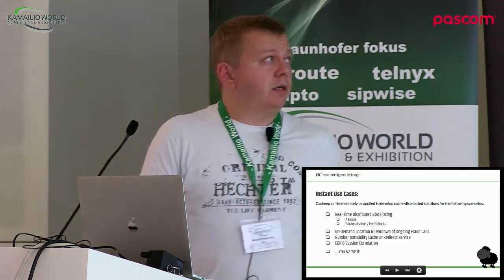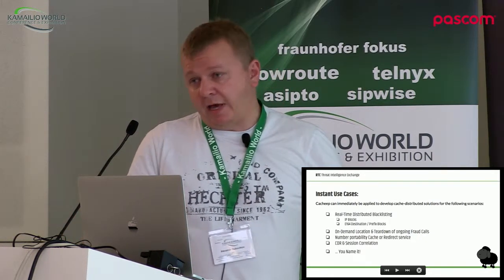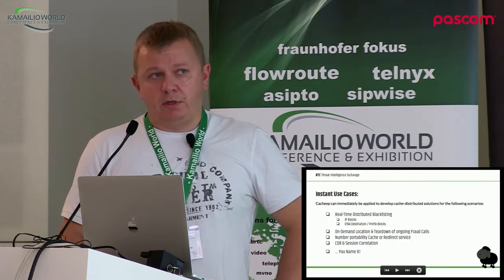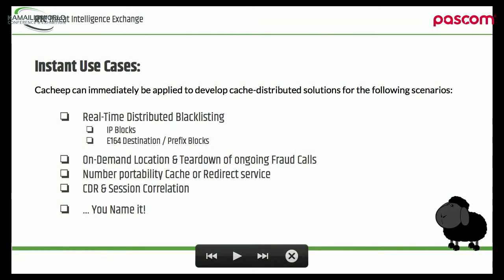And as I said already, CacheIP is already developed. You can download it from our Git repository. You can install it, and moreover, you can use it in the following scenarios. It's a real-time distributed blacklist, like I mentioned before. You can set a block for an IP address, the source IP address of a scanner or attackers. Also, you can do it like an A-party or B-party request. You can block a special destination.